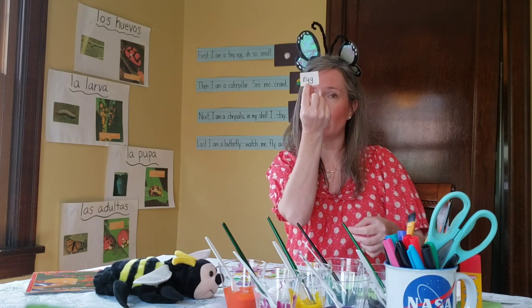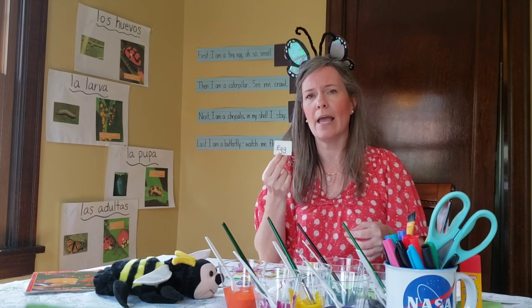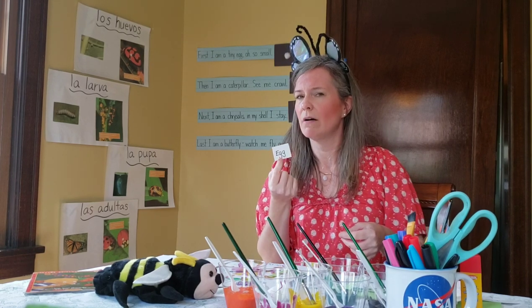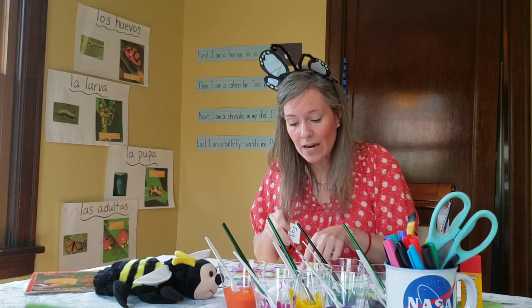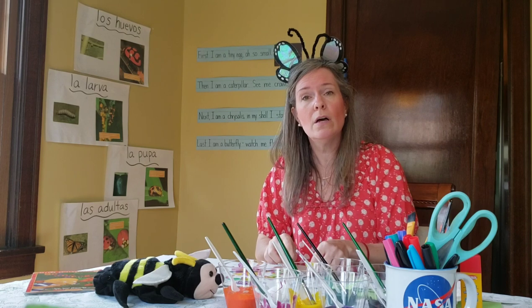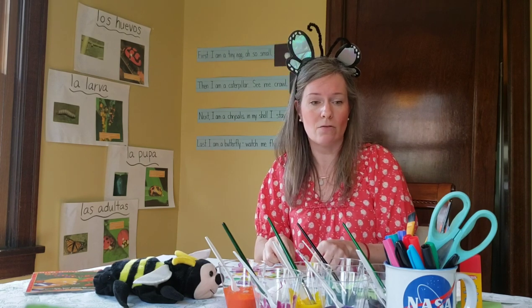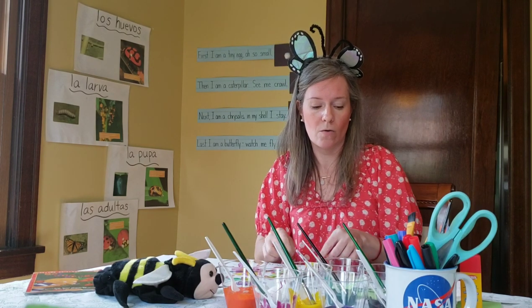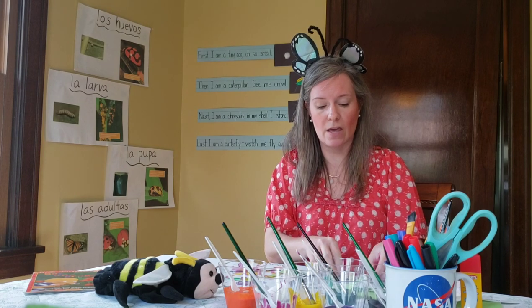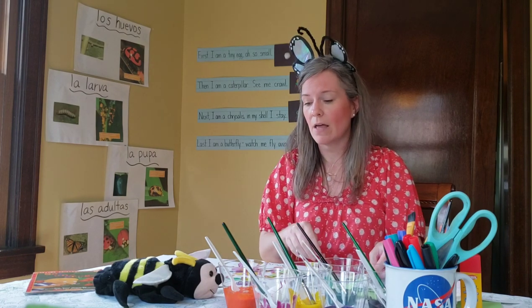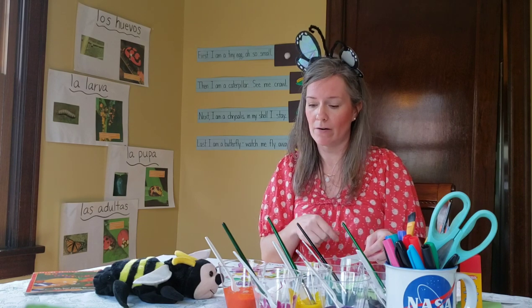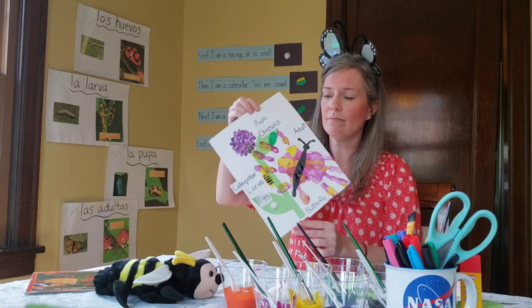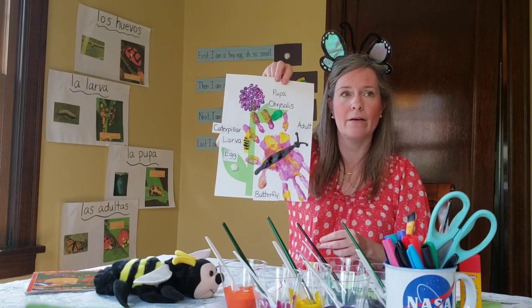So they might just write out egg and you can say, hey, what does this say? And they'll say, oh, it says egg. And then you have to be like, okay, there's egg. Oh, there's egg. And you will put it right where the egg is, all right? You'll glue it down, okay? And then you're gonna do the same thing for larva or caterpillar, chrysalis, and butterfly. See what I did here? Okay?